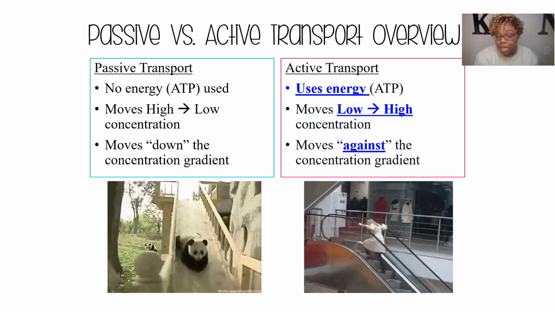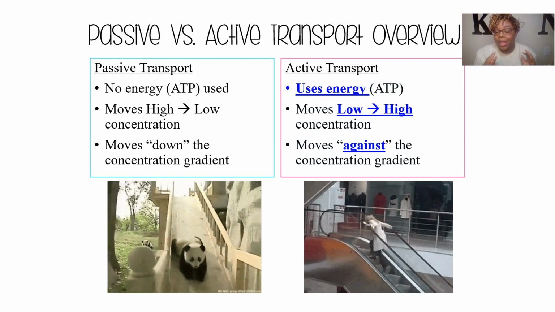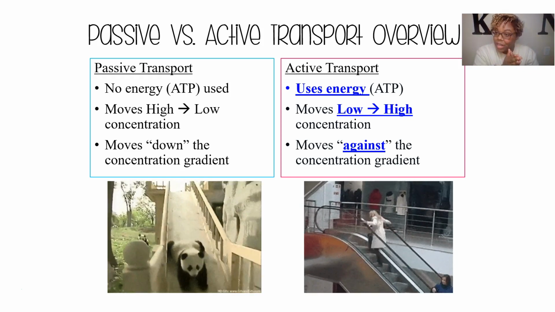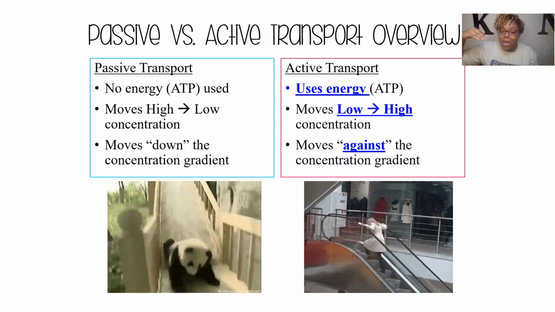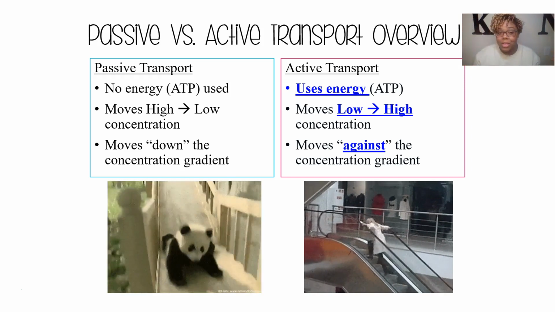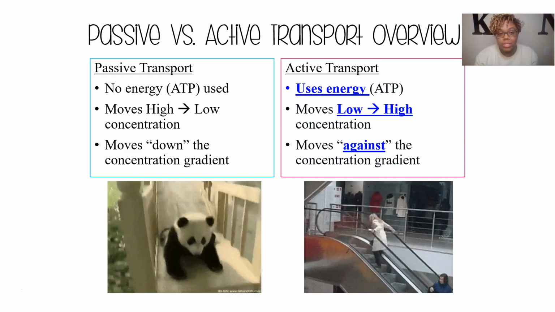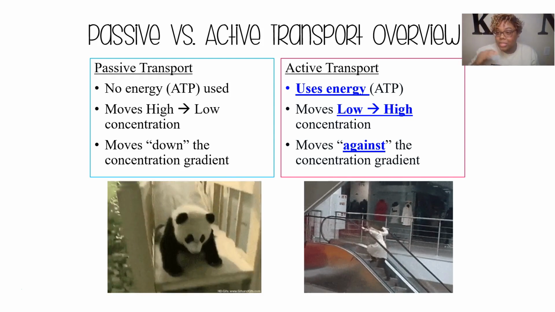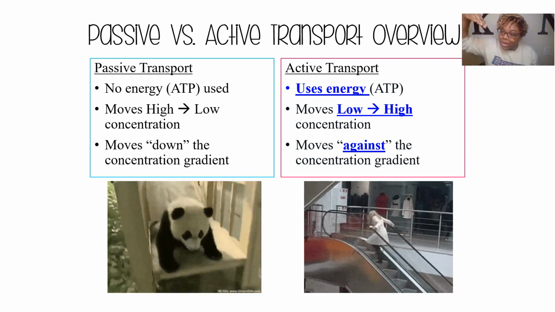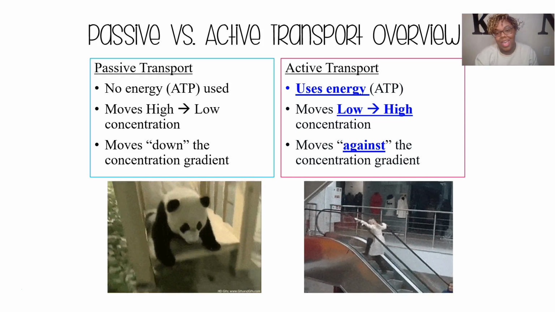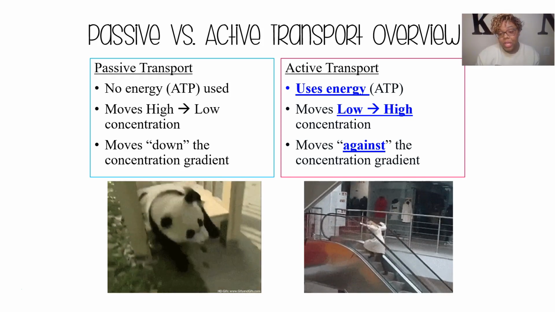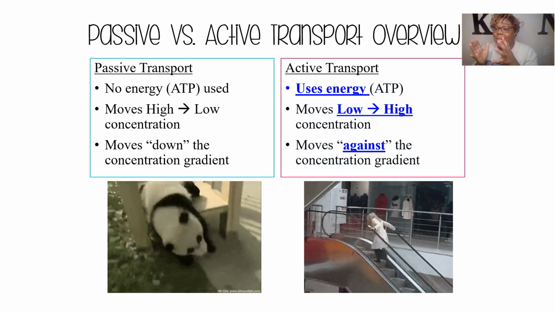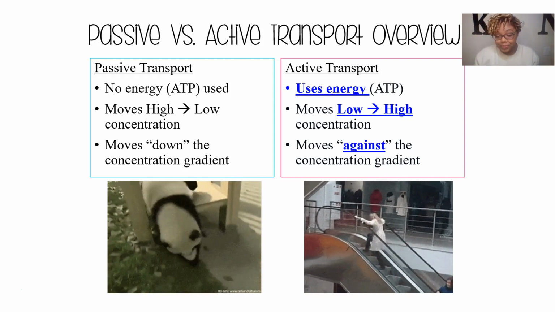Alright, so in the last video we talked about passive transport, and as you can see on the video with the panda, passive transport moves from high to low. You can see that as he's sliding down, he's not using energy, just like passive transport doesn't use energy. And of course, it's going high to low or down the concentration gradient. So now today we're going to talk about active transport. Active transport is literally the complete opposite of passive transport.